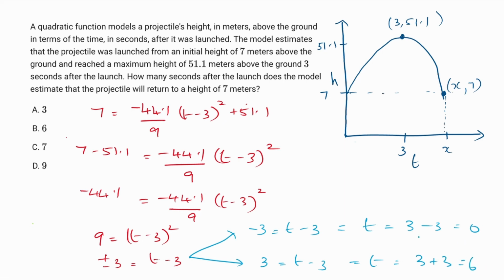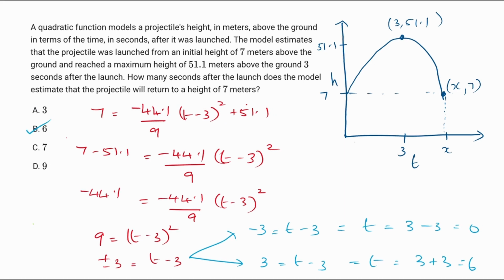equal to 6. So t equal to 0 represents our initial value, that is initial height, and when it reaches back to its initial height after some seconds is nothing but at t equal to 6. So let's see our options here. Option B is my correct answer. Let's look at our next question.